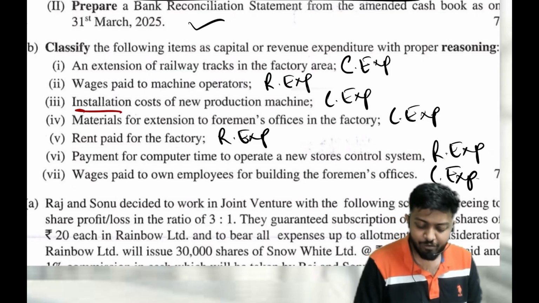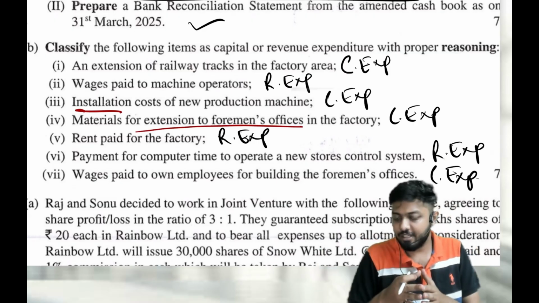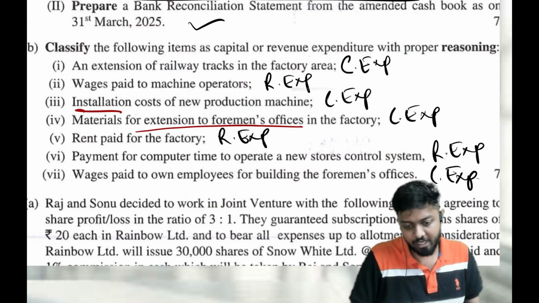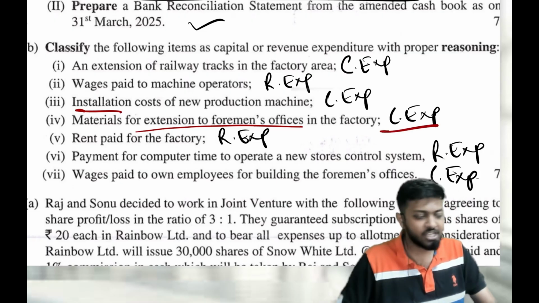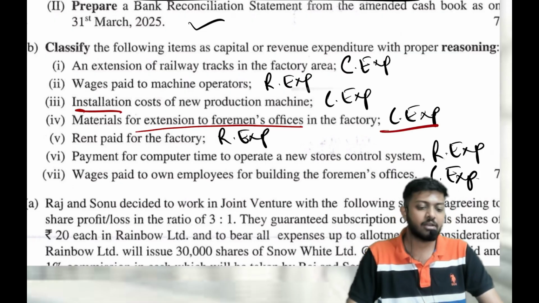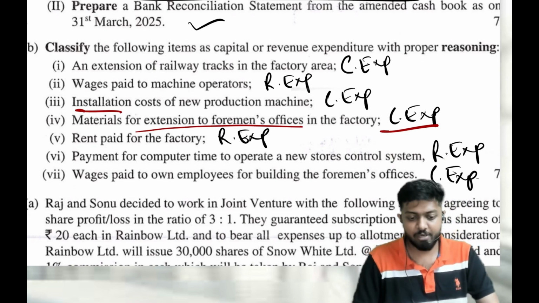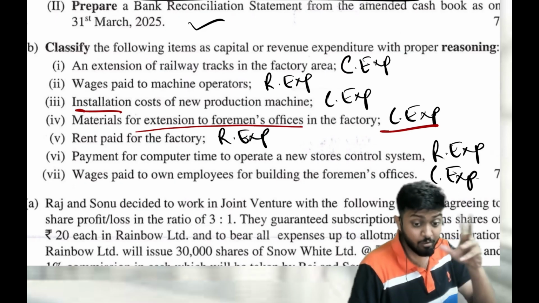Materials for extension of the foreman's office. If you are extending the foreman's office, more fixed assets are coming into the picture. So it will be treated as capital expenditure, and the benefit from the extension will be more than 1 year. Rent paid for the factory is a revenue expenditure, because rent is paid every month. The benefit is generally for less than 1 year, not more than 1 year.